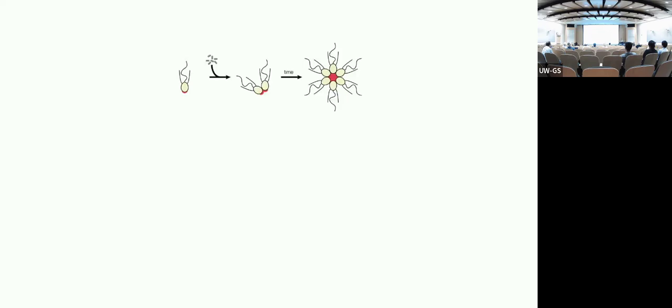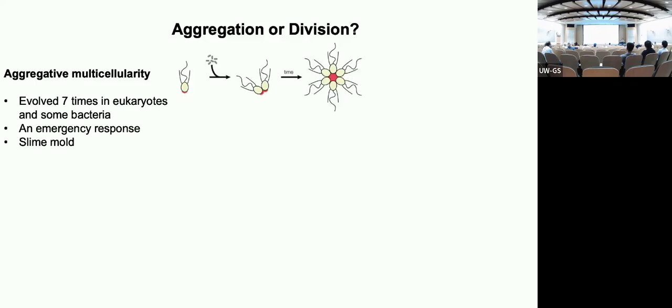Anyway, there are two very broad ways in which this sort of multicellular structure can form, and that would be aggregation or cell division. And for a long time, those were the two main competing theories. Aggregative multicellularity has evolved in eukaryotes and in some bacteria.